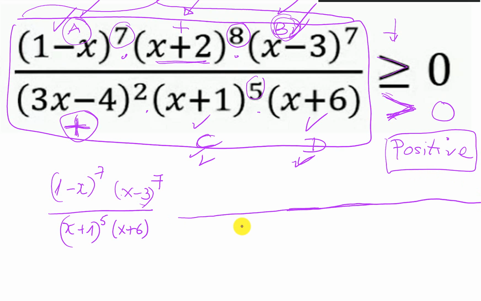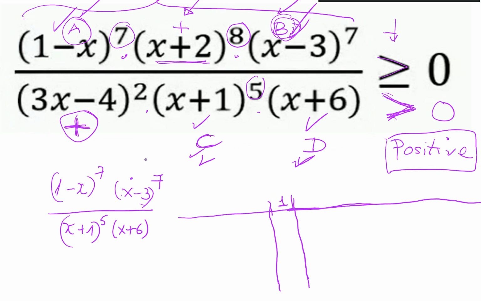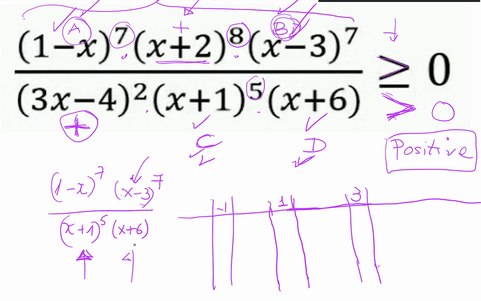Draw a line and write this: x equal 1 makes this expression 0. Then write down the 1 in the line. Here is the 1. Now the other value that makes this expression 0, which is the 3. And then the minus 1. And then the minus 6. And no more.